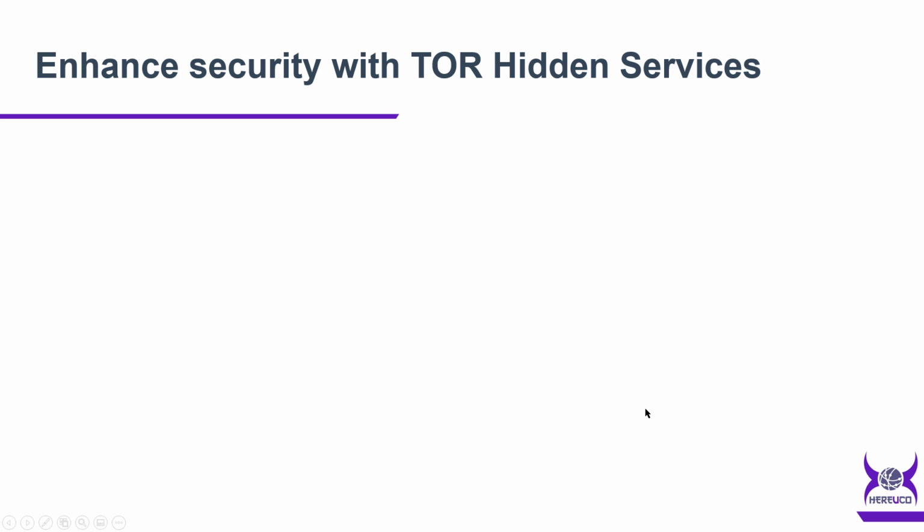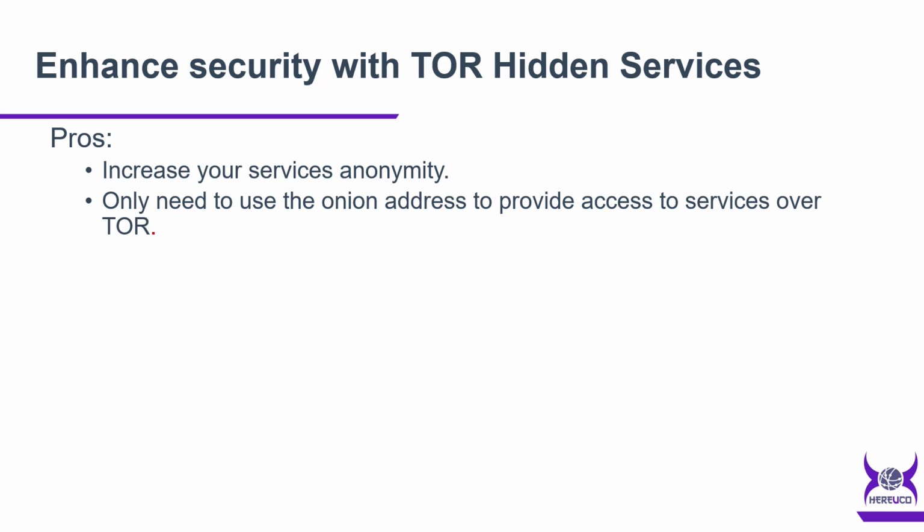In this slide, I'd like to first start with the commonly used TOR Hidden Services, some pros for TOR Hidden Services. 1. Increase your network services anonymity. Another pro, you can easily share the onion address, and all the client need do is download TOR Browser and paste in your address in the URL.